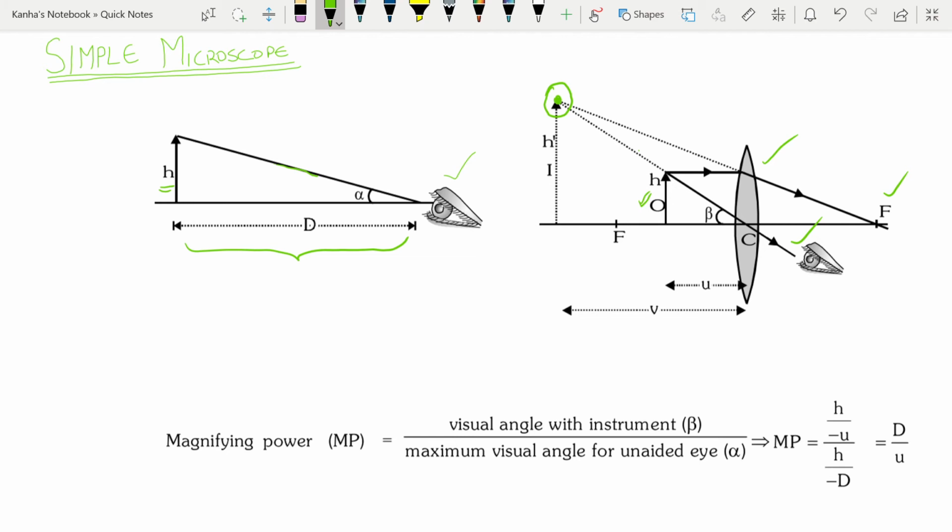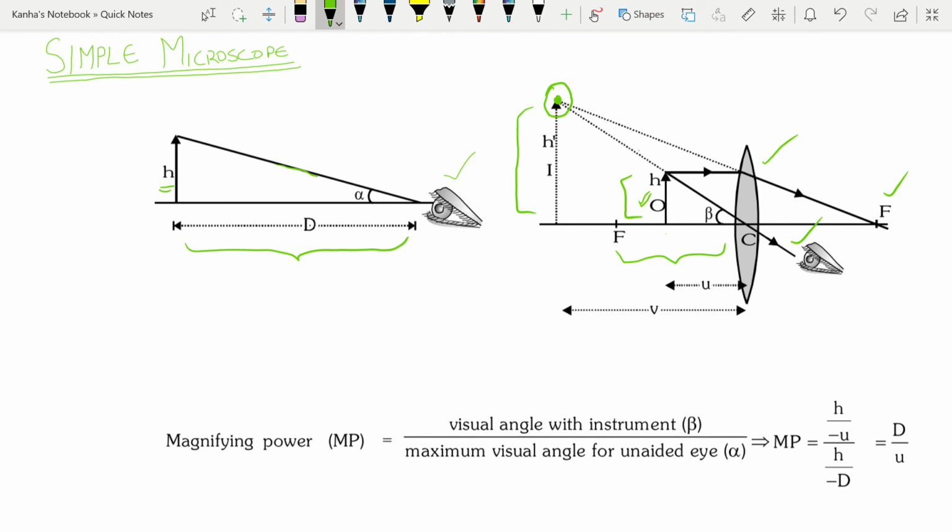I can simply take back that when my object is placed between the focus and the optical center, whenever it's placed between these two, I get a virtual, magnified and erect image. Why is it magnified? Because as you can see, the length of h1 or h prime is greater than that of h. Okay, so what has actually happened in the process?